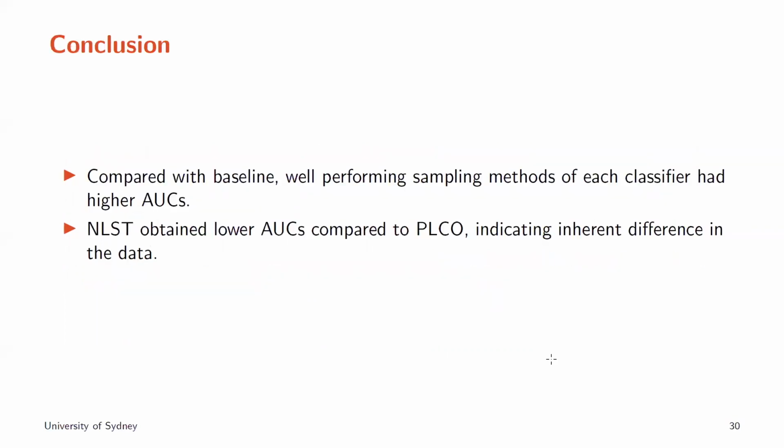In conclusion, class imbalance techniques can help improve the performance of a model. In particular, we have shown that well-performing sampling methods of each classifier had higher AUCs compared with the baseline classifier, and that the Easy Ensemble classifier, which is a hybrid system, had the highest AUC in these techniques for the PLCO dataset. We have also seen that generally, NLST obtained lower AUCs compared to PLCO, indicating inherent differences in the data.